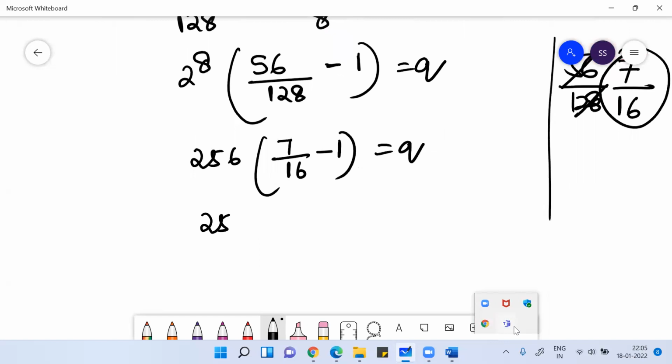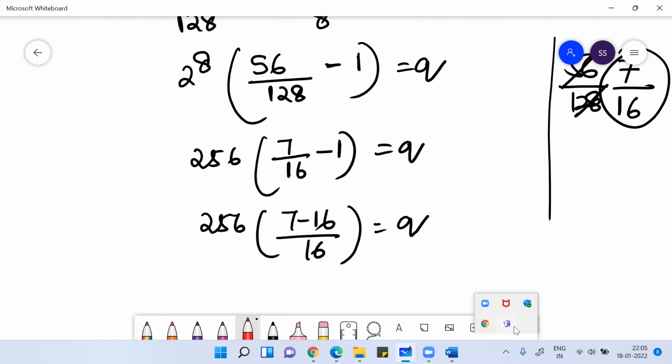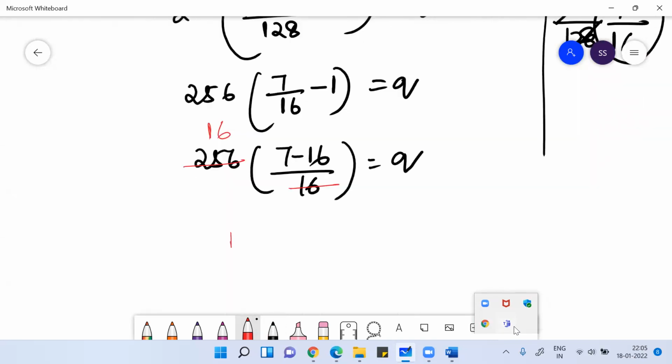So 256 into (7 minus 16) by 16 is equal to Q. So 16 squared is 256, right? So the Q value is 16 into 7 minus 16, which is minus 9, right? 16 into minus 9 is minus 144. So Q value will be minus 144.